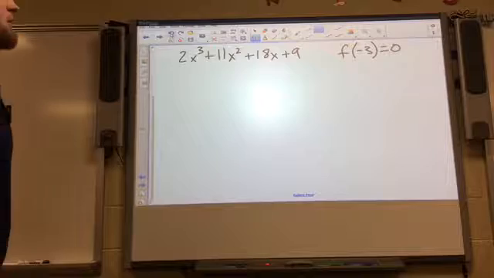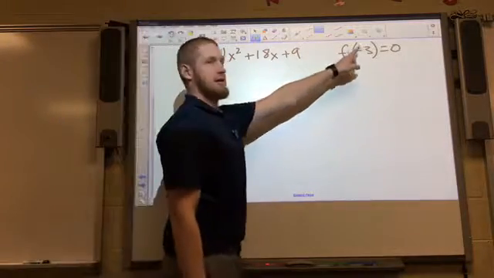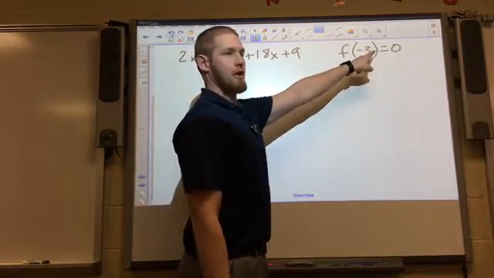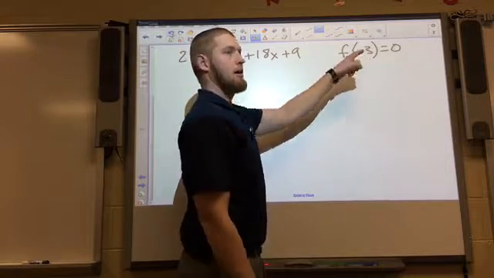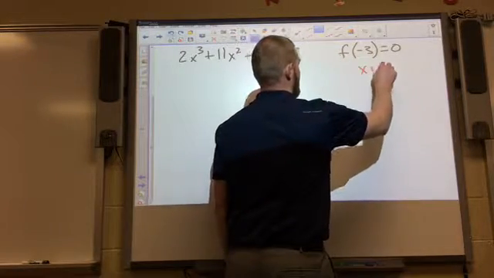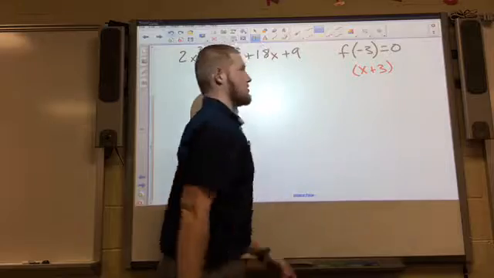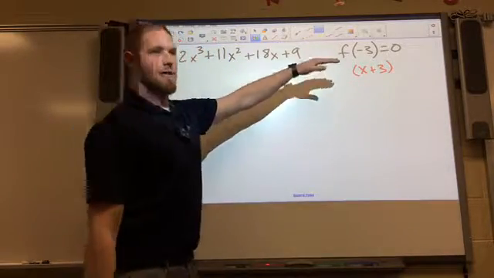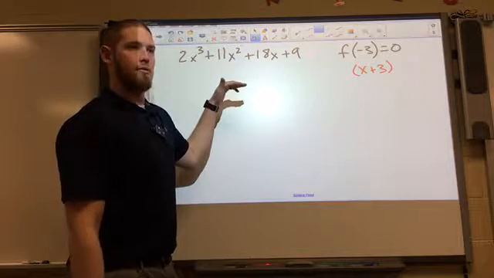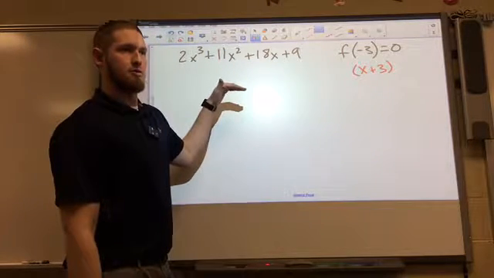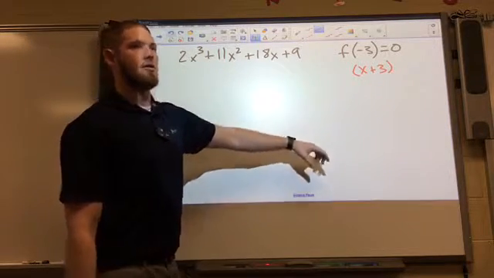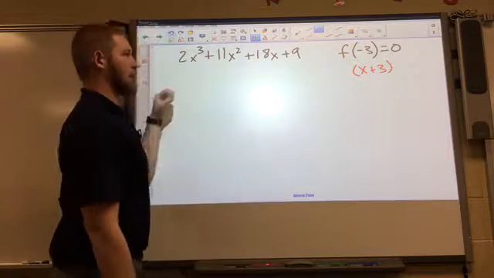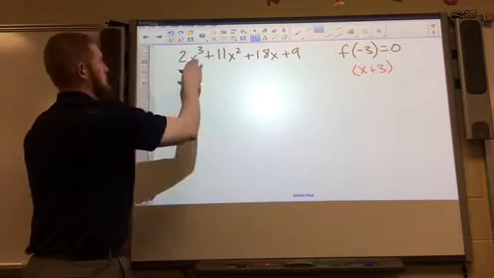So one of my zeros is negative 3. That means one of my factors has to be what? Has to be x plus 3. So we want to divide by this. When you divide by something, it just means you're taking it out, right? 36 divided by 2 is 18. I divided it. I took it out. I broke it apart.